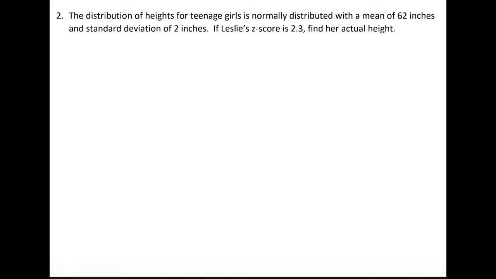Problems like this: the distribution of heights for teenage girls is normally distributed with a mean of 62 inches. So we know that's our average, our mu, and a standard deviation of 2 inches. It says if Leslie's z-score is 2.3, so now it gives you the z. We want to find her actual height. Once again we use the z-score formula because we have most of the ingredients. You basically have to have 3 of the 4 ingredients and you're finding the 4th one.